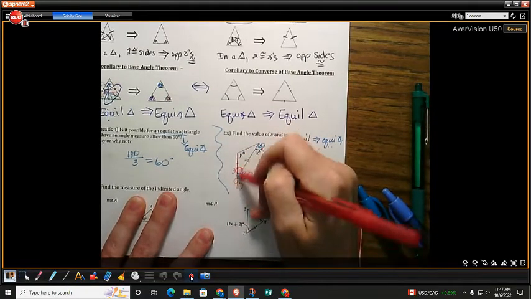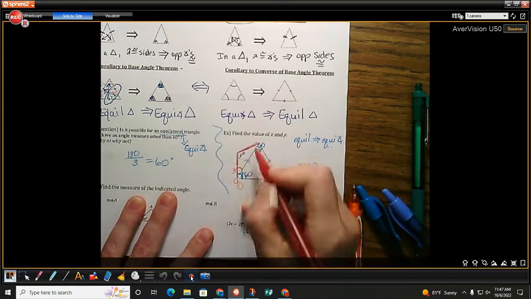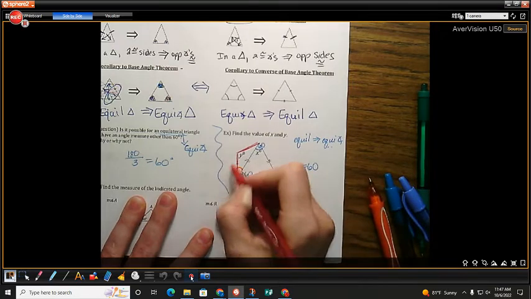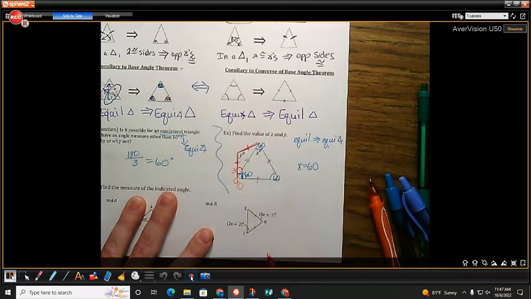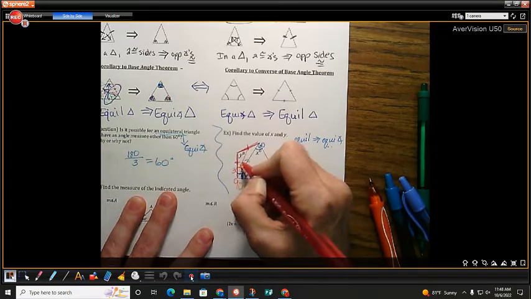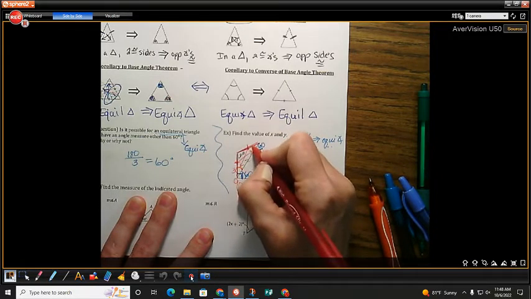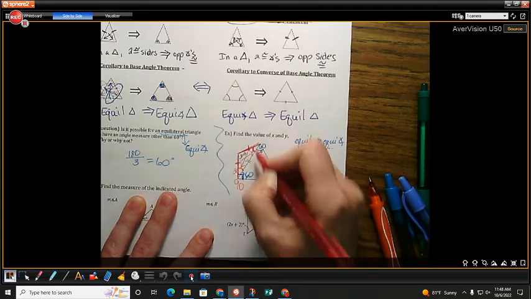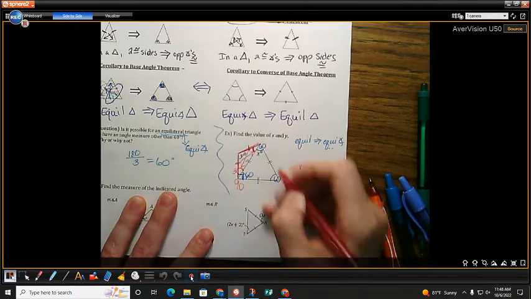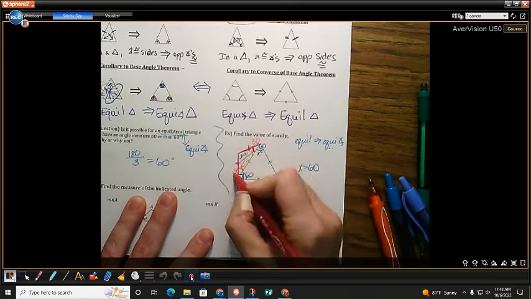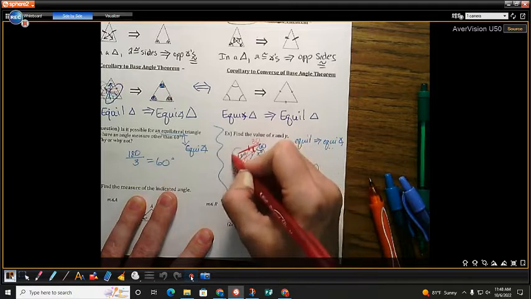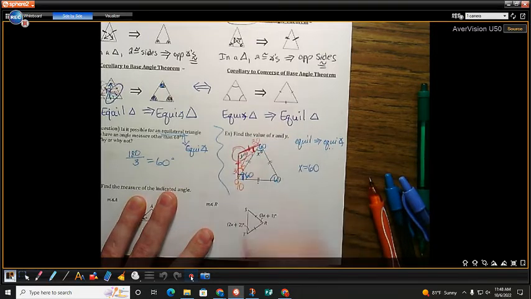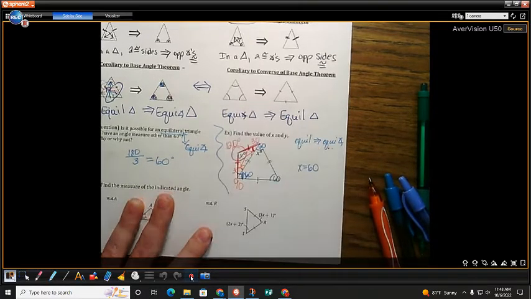Wait a minute, what kind of triangle is this guy? Isosceles. It's got 2 congruent sides. If 2 sides are congruent, then the opposite angles are congruent. So how big is this angle up here? 30. Also 30. So I have 30 and 30. How big does this guy have to be? 120. Has to be 120 degrees.